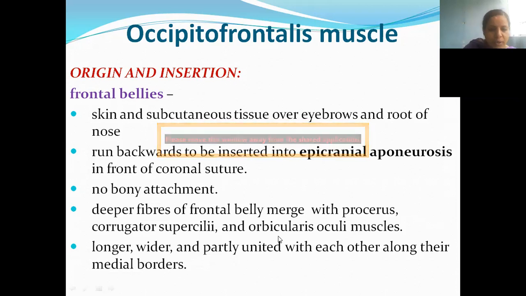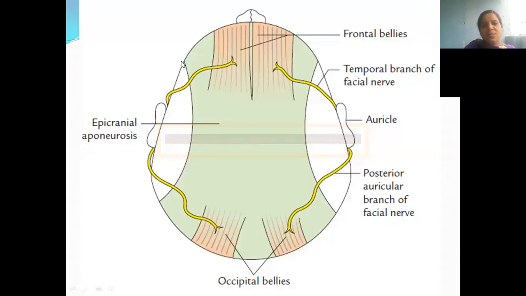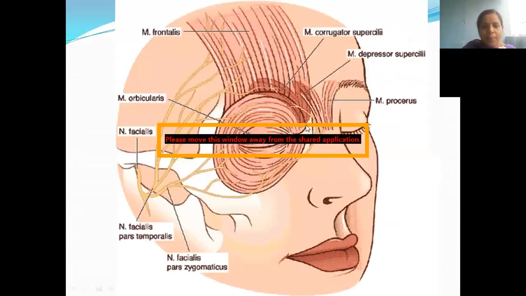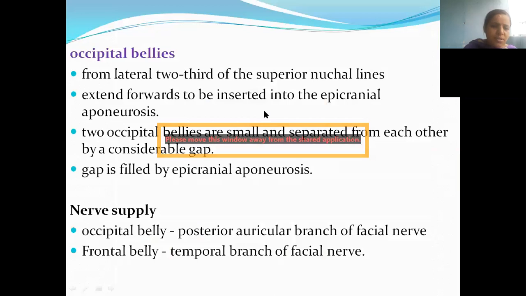Okay, so you need not remember the remaining points. This is not required. Only the skin of the eyebrows and at the root of the nose it starts, and it is getting inserted in the epicranial aponeurosis. These are the frontal bellies. Okay, see, this is our frontalis muscle and this is orbicularis oculi, procerus, and the remaining other muscles. The muscle fibers of frontalis are merging with the other muscles, not required.